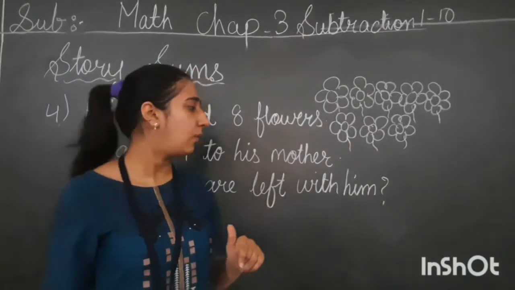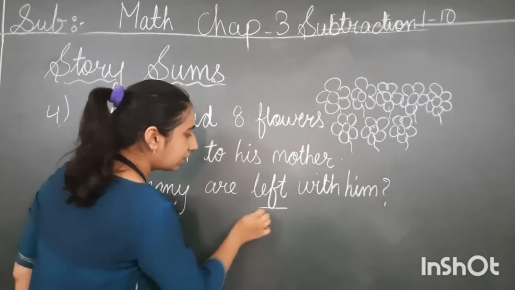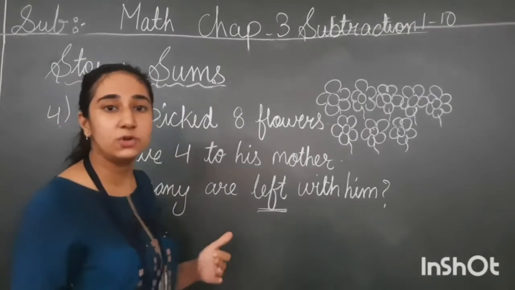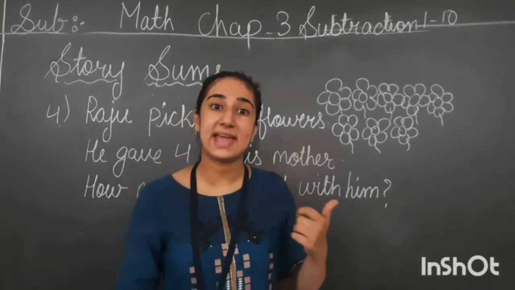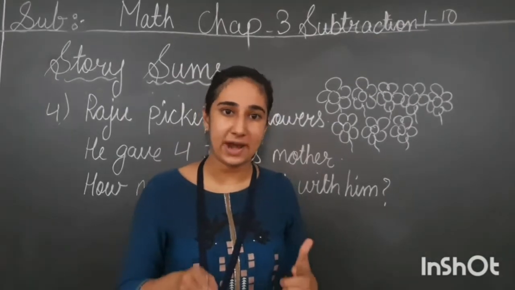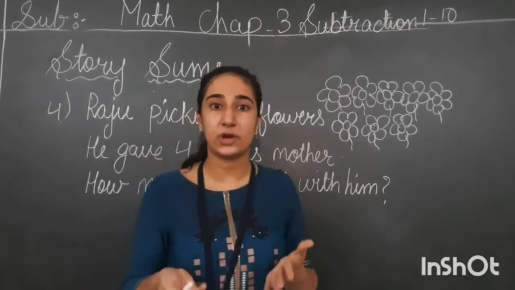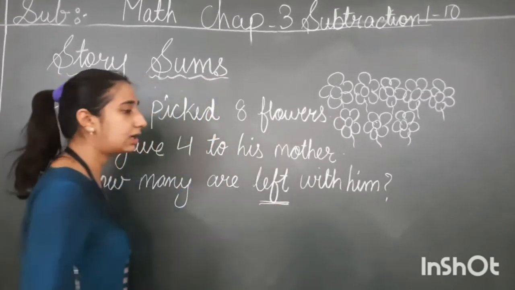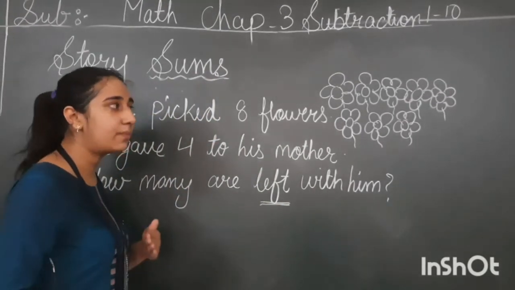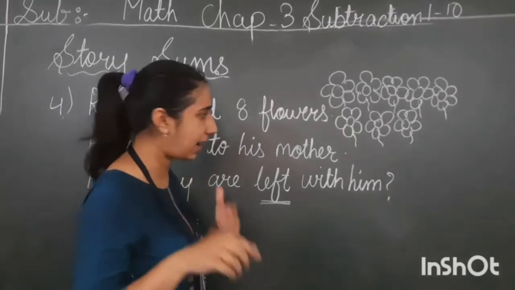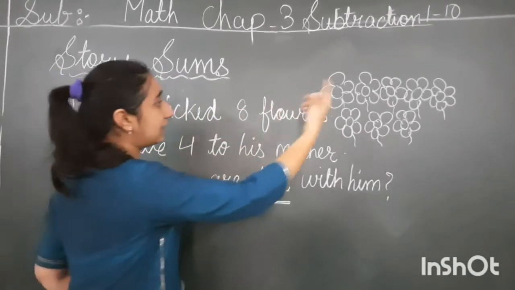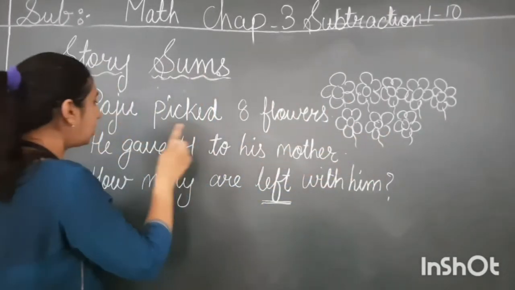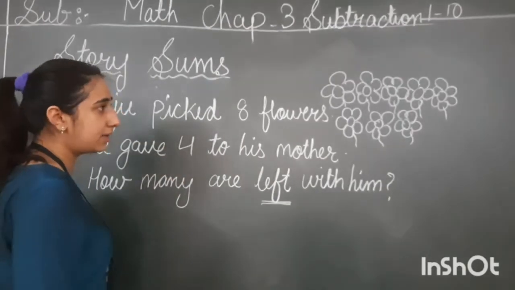See students, when this word left comes, that time you have to minus. In that question you have to subtract. This is the trick. Where you find left in the question, in that sum you have to subtract. So Raju was having 8 flowers. He gave 4 to his mother.